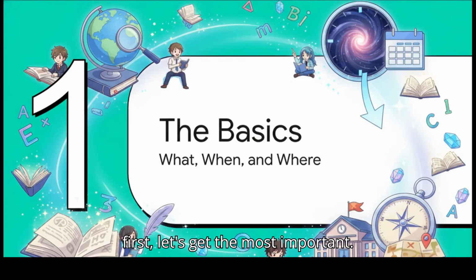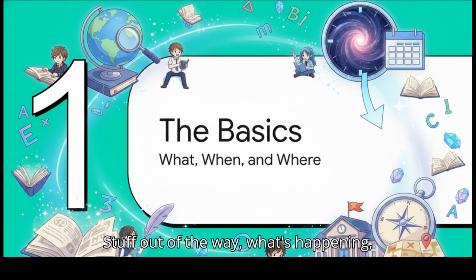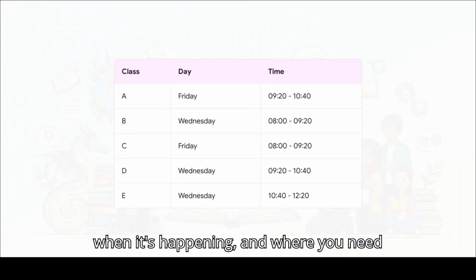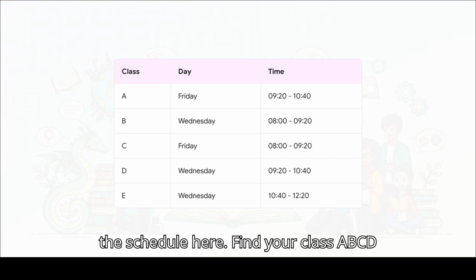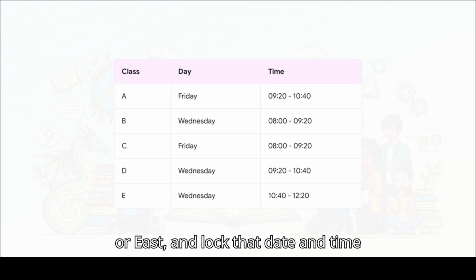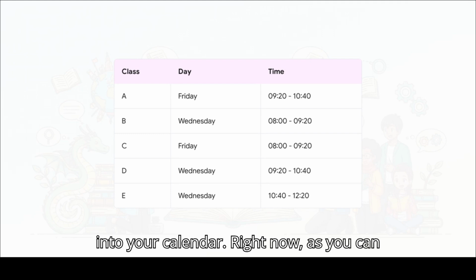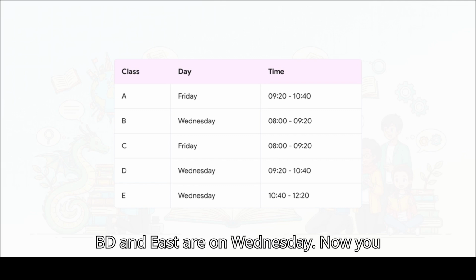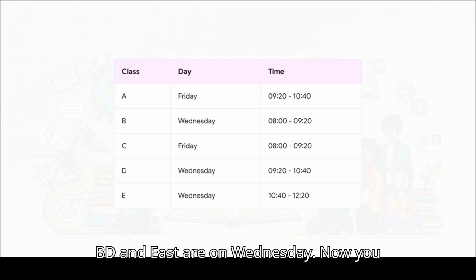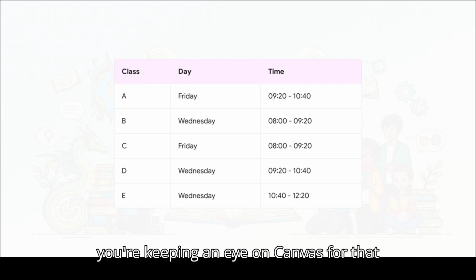Okay, first things first. Let's get the most important stuff out of the way. What's happening, when it's happening, and where you need to be. All right, take a look at the schedule here. Find your class, A, B, C, D, or E, and lock that date and time into your calendar right now. As you can see, A and C are on Friday, while B, D, and E are on Wednesday. Now, you might be wondering about the location. The venue is still TBA, so just make sure you're keeping an eye on Canvas for that announcement.